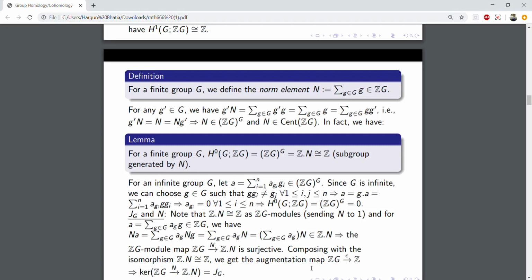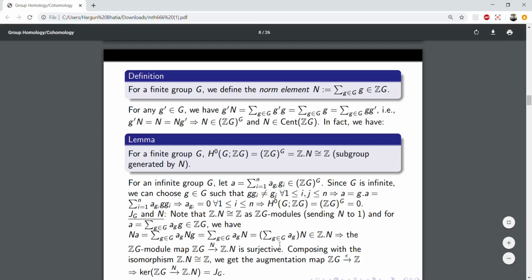Now if you compose this map with the isomorphism to Z which sends N to 1, you can easily see that you get the augmentation map, because any arbitrary element, the summation of a_g g, goes to this element in Z·N, but under the isomorphism with Z, you take N to 1, so this gets the summation of a_g over g in G. So that is precisely the augmentation map epsilon, whose kernel is the augmentation ideal. Therefore, the kernel of this multiplication map itself is also the augmentation ideal JG. So this observation will be helpful later on.